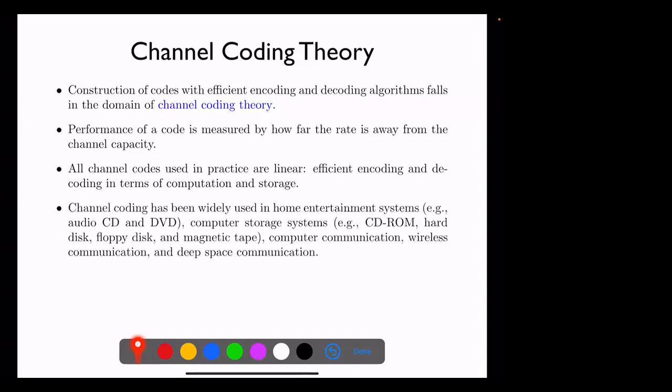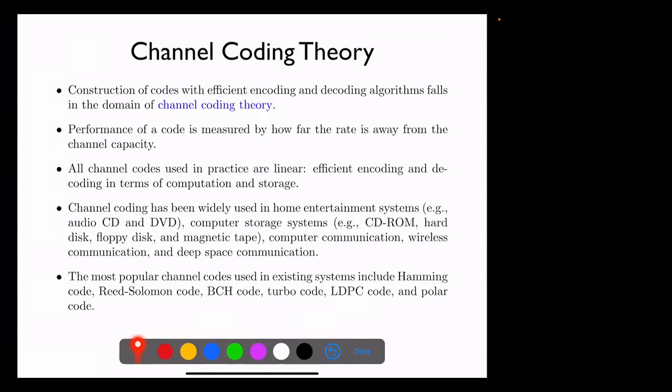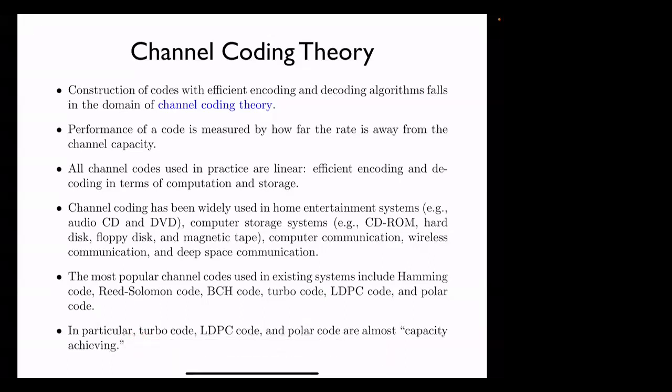And channel coding has been widely used in many applications, including home entertainment systems like CD, DVD, computer storage systems, CD-ROM, hard disk, floppy disk, magnetic tape, and I also want to add an SSD to it. In computer communications, wireless communication, deep space communication, the famous codes that are used in practice are Hamming code, Reed-Solomon code, BCH code, turbo code, LDPC code, and polar codes. In particular, turbo code, LDPC code, and polar codes are almost capacity achieving, and they are practical codes.